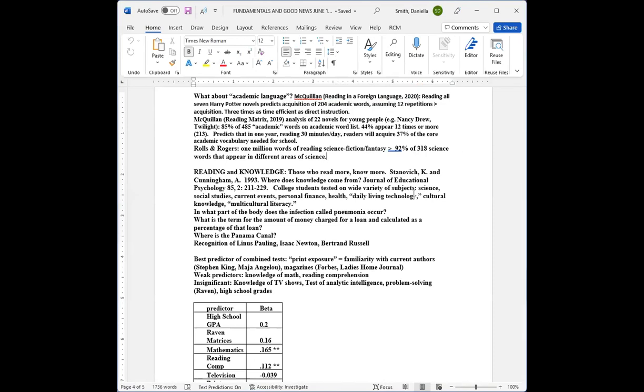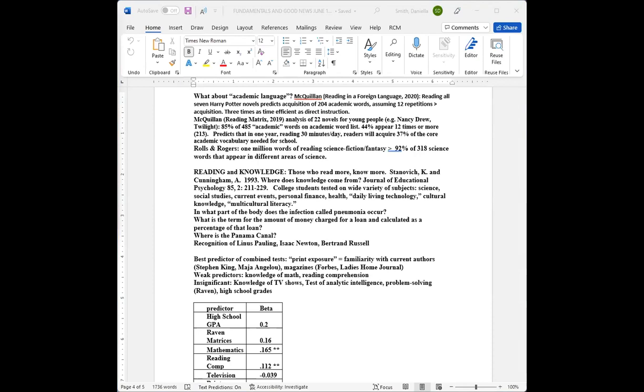He did another study, same thing, where he looked at 22 novels that young people read. Twilight, Nancy Drew. By the way, I have to confess, I never got into Twilight. Nancy Drew, I understand. Nancy Drew is good writing, in my opinion. You really want to know what's going to happen next, et cetera. Twilight, I just couldn't handle it. My daughter said, go on to the next one, it gets better. But maybe someday I'll try again.